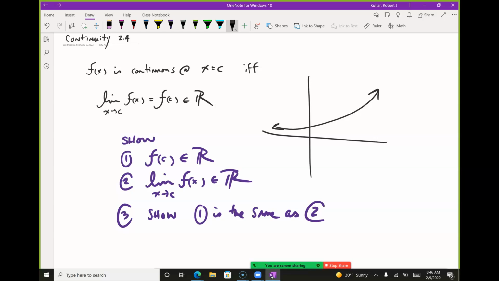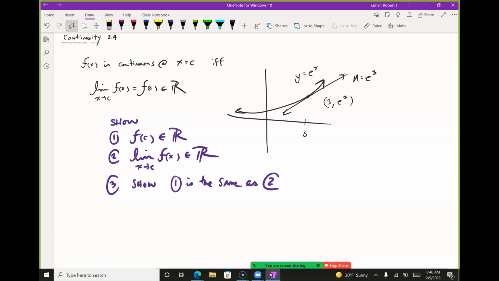So I jumped to derivatives. Wait for me on that thought. If this is 3 and this is e to the x, then I've got the point 3 comma e to the 3, and the slope of the tangent is e to the 3. But this is a different topic. We're trying to focus here on continuity.